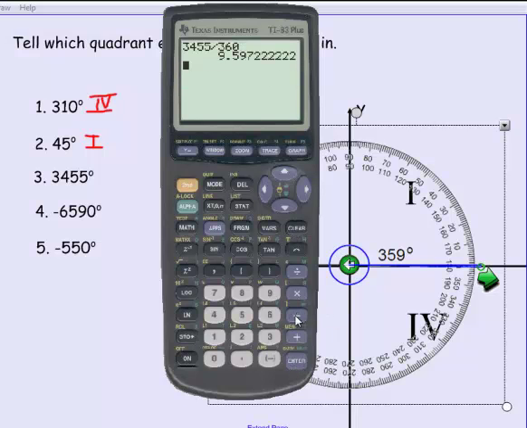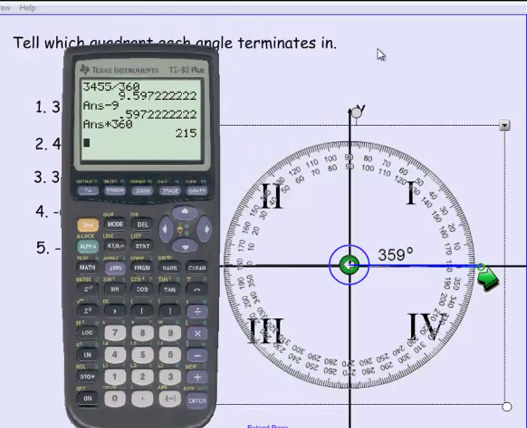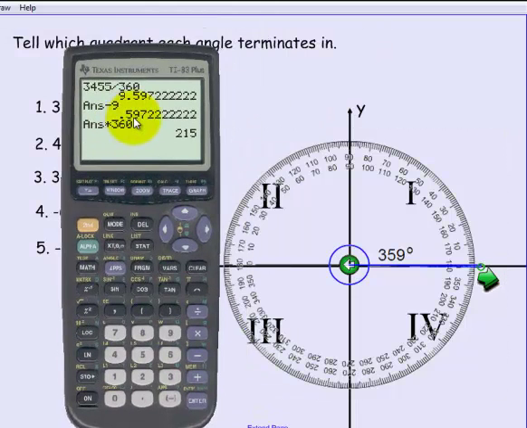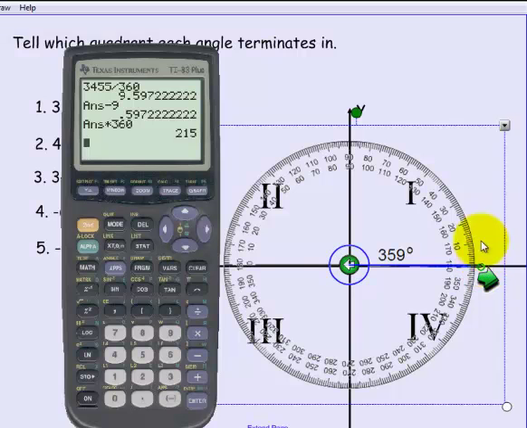What I do now is I subtract the 9. I take this remainder, or this percentage part, and I multiply it by 360, and it gives me the angle 215. Now I could have looked at this 0.597222 two different ways. The first way was to multiply it by 360 because this is a percentage. I took my percentage, multiplied it by my whole, and it tells me 215. So I can look at this and go 215 degrees and realize that 215 is here in the third quadrant.